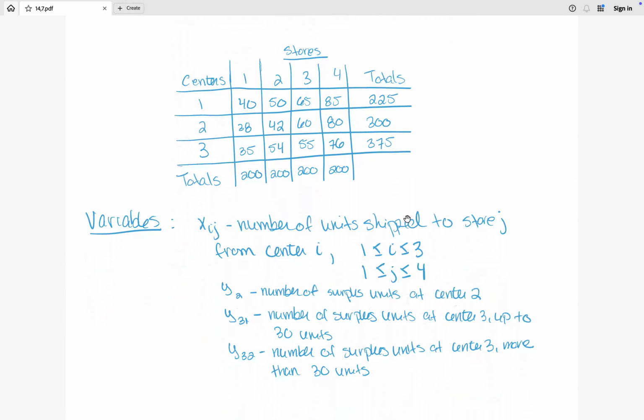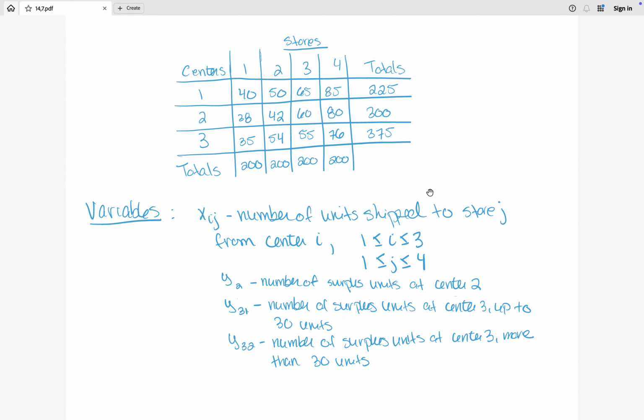So I set my variables as suggested in the videos in the book. So X sub ij is the number of units that was going to be shipped to store J from center I. So I, of course, has to run from 1 to 3 because we have 3 centers, and then J would run from 1 to 4 because we have 4 stores that we're shipping to. We were told that we had to ship everything from center 1. It had 225 units. But distribution centers 2 and 3 could have surplus. We did not have to ship everything from there. And we were asked to minimize a cost.